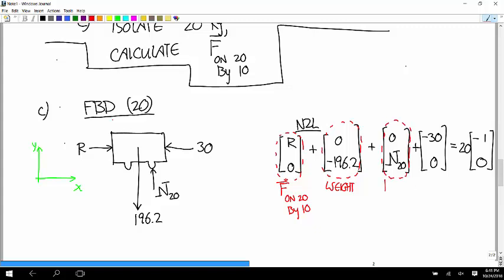This one's the force on the 20 by the ground. And this is the, I don't know, force on the right side. And then this, without that 20 included in there, is the acceleration vector.